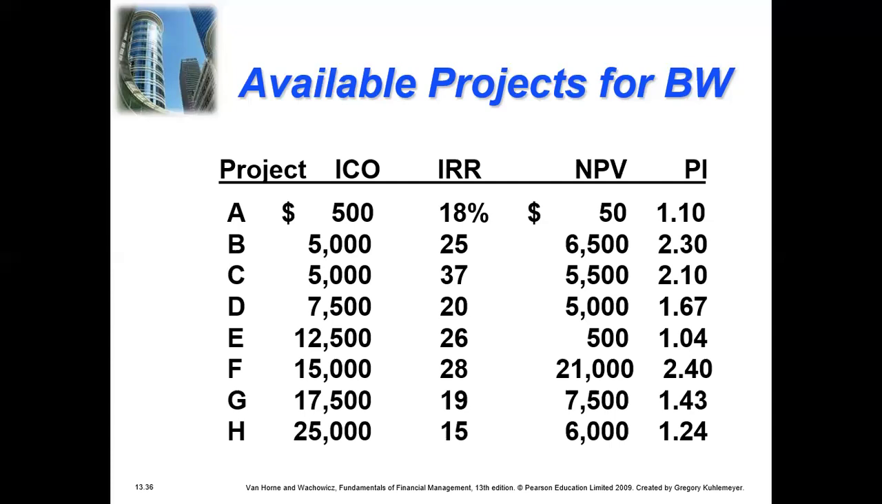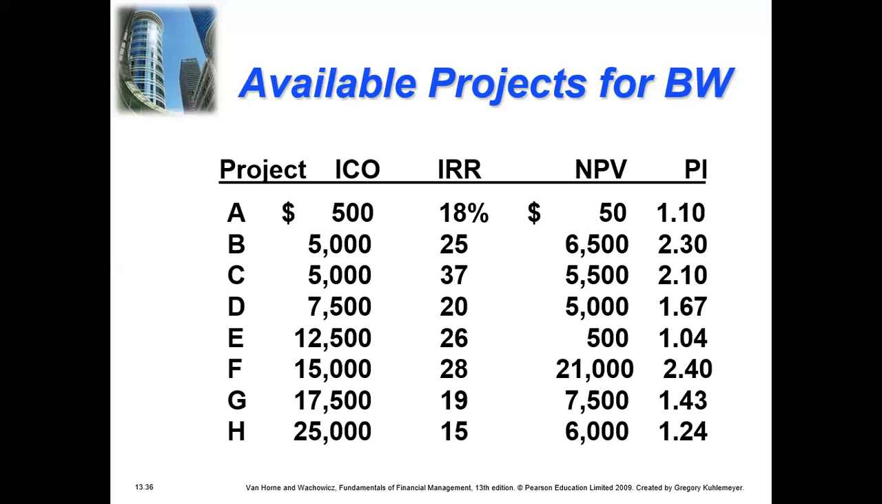Second highest NPV is 7,500. That is project G. Project F having maximum NPV 21,000. Second highest is project G, $7,500. And the total investment for these 2 projects will be 32,500. 15,000 for project F plus 17,500 for project G. So this is 32,500, the total investment we have for these projects.